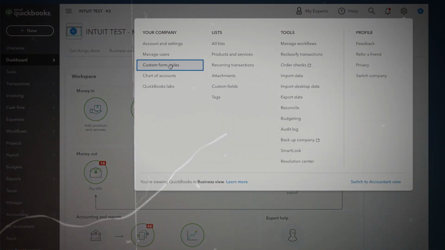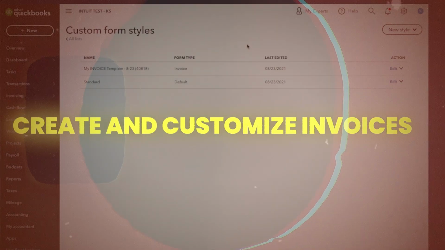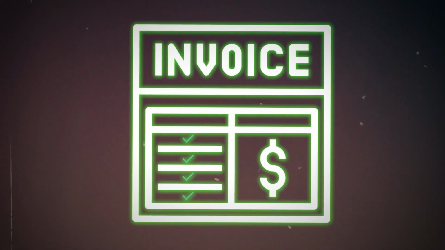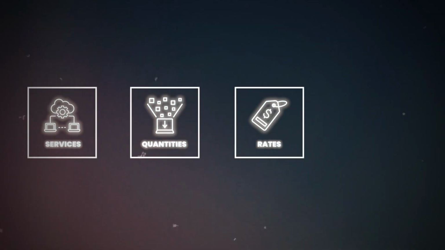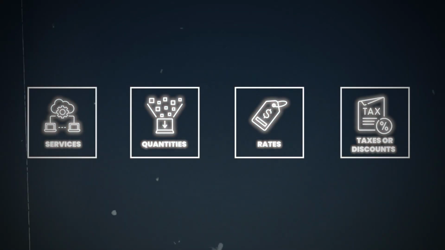Step number two would be to create and customize invoices. When you're ready to create an invoice for a project, you can just click the Invoices tab in QuickBooks Online and select Create Invoice. Enter the customer's information, including their name, billing address, and project details. Customize the invoice line items to reflect the services provided, quantities, rates, and any applicable taxes or discounts.